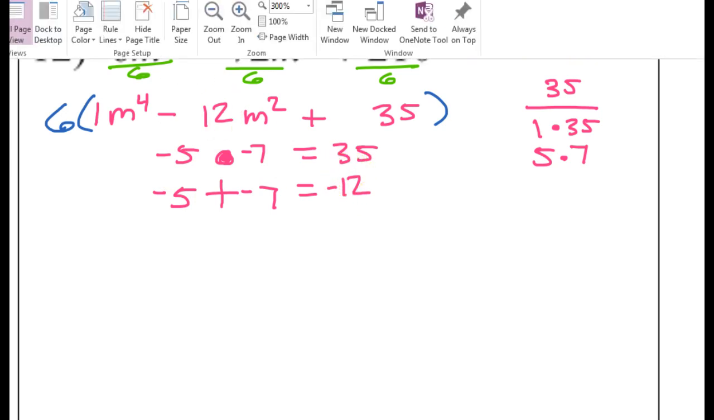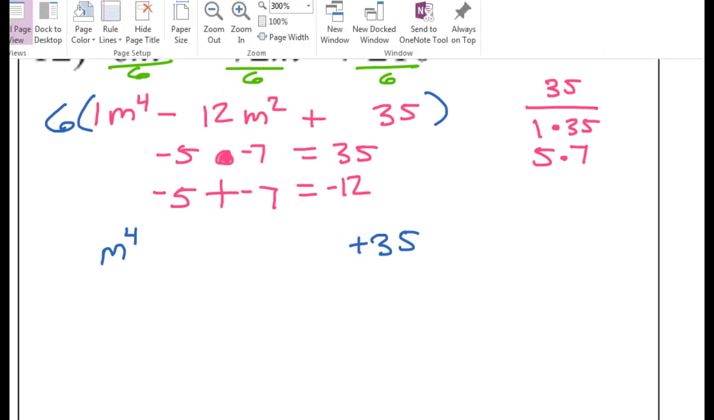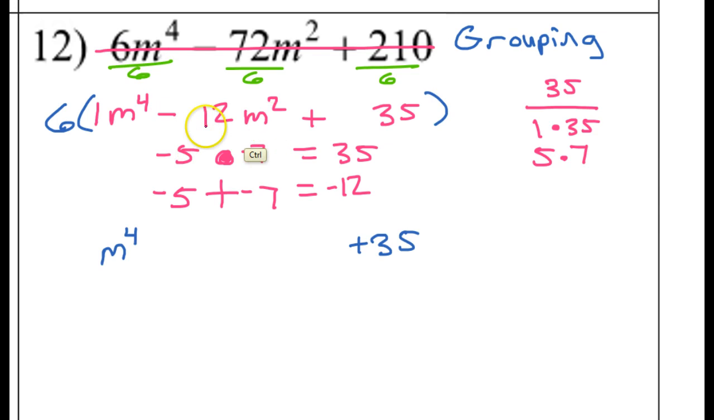So for the grouping method, what you want to do is take your first term and bring it straight down. So I have m to the 4th power. And then take your last term and bring it straight down. So that's going to be plus 35. Now, for the middle term, instead of just bringing the middle term straight down, I actually need to take the middle term and split it up into two terms using the two numbers that I just found. So that's why I'm going to write negative 5m squared and negative 7m squared.